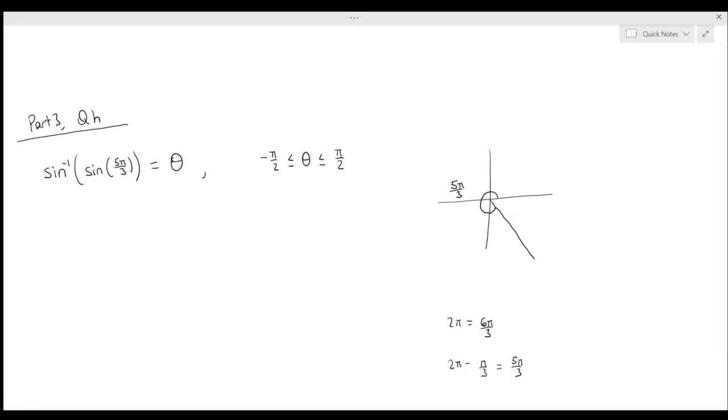So in the fourth quadrant, I know that sine is negative, and I know that sine at pi over 3 is equal to root 3 over 2. Therefore, sine of 5 pi over 3 should be equal to negative root 3 over 2. So what I'm looking for now is inverse sine of negative root 3 over 2.